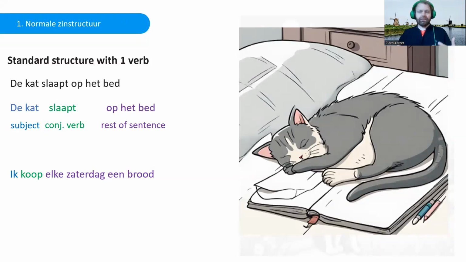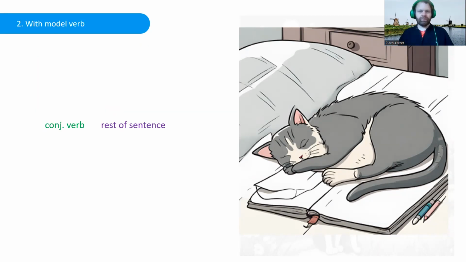Okay, other sentences follow the same structure, right? Ik koop elke zaterdag een brood. I, the subject, koop, the action to buy, elke zaterdag een brood. Every Saturday, a bread. Or wij kopen elke zaterdag brood. And here you see that the verb that changes, the only verb in the sentence now, is the conjugated verb. And it changes because we change the subject. Instead of ik, we say wij. Okay, this is normal sentence structure.